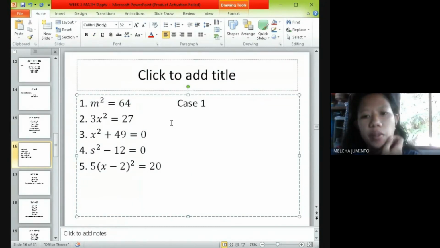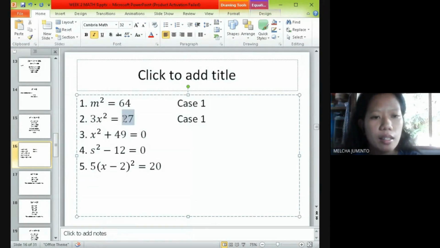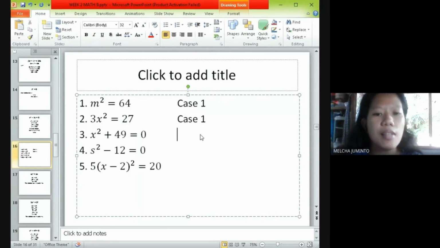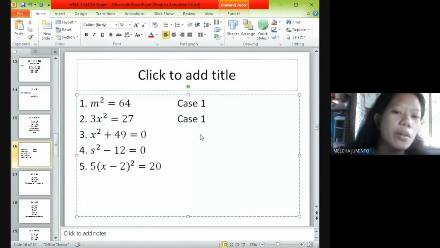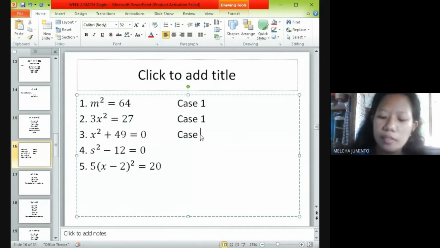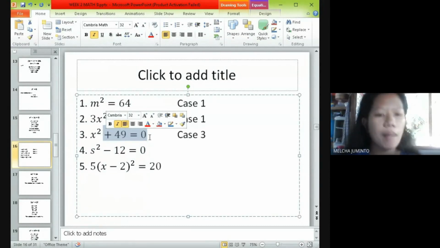Next, number 2. Number 2 is also case number 1 because k is 27. Pero pag nidivide mo siya by 3, 9. It is still in case 1. Next, how about number 3? X squared plus 49 equals 0. Case number 2? No. This is not case number 2. This is case number 3. Correct, Edward. Case number 3 because once you transfer 49 from left to right, it will become negative 49. Negative 49 is less than 0.